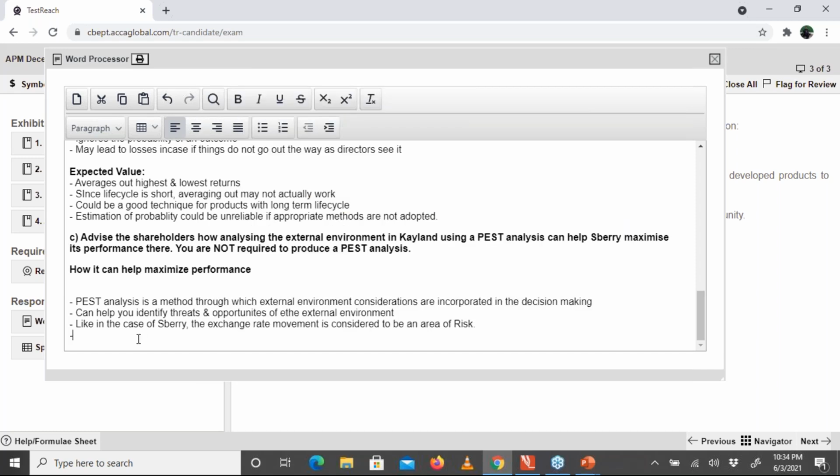Okay. The rate of technological obsolescence in the home country is greater as compared to the rate in K-Land.